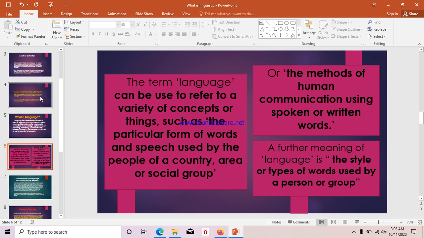That is language. Are the methods of human communication using spoken or written words.